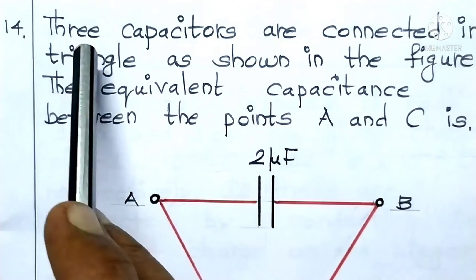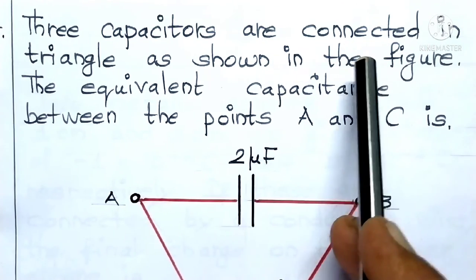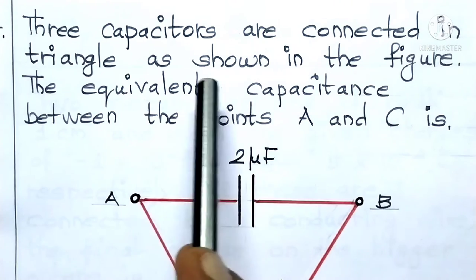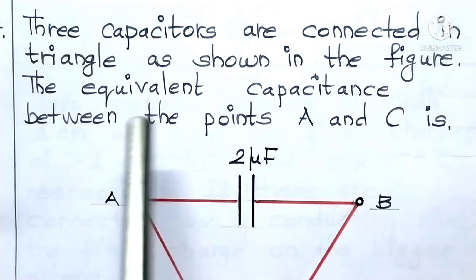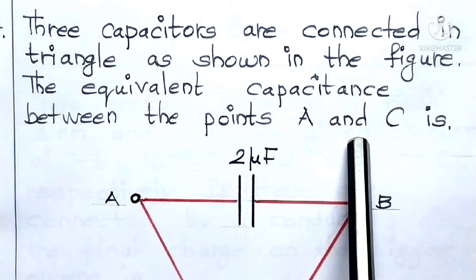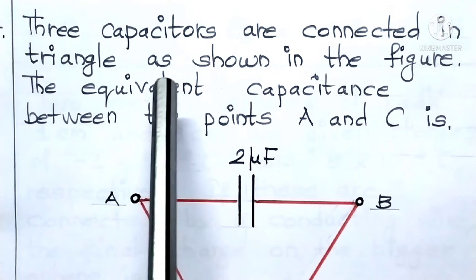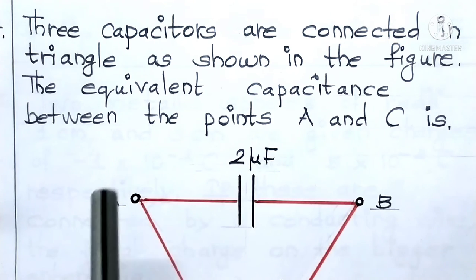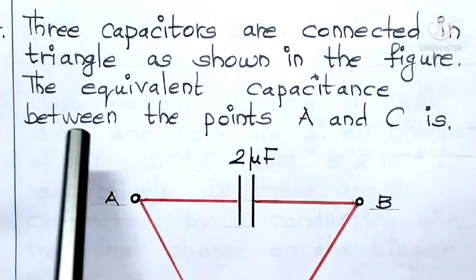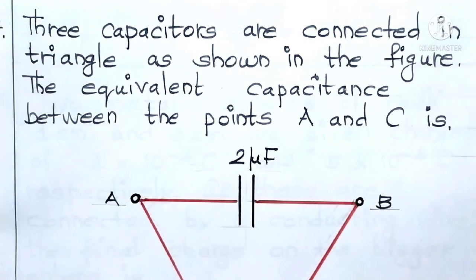Three capacitors are connected in a triangle as shown in the figure. The equivalent capacitance between the points A and C is. Here, three capacitors are connected in the form of a triangle as shown in the figure below. Now we are supposed to calculate the capacitance between the points A and C.